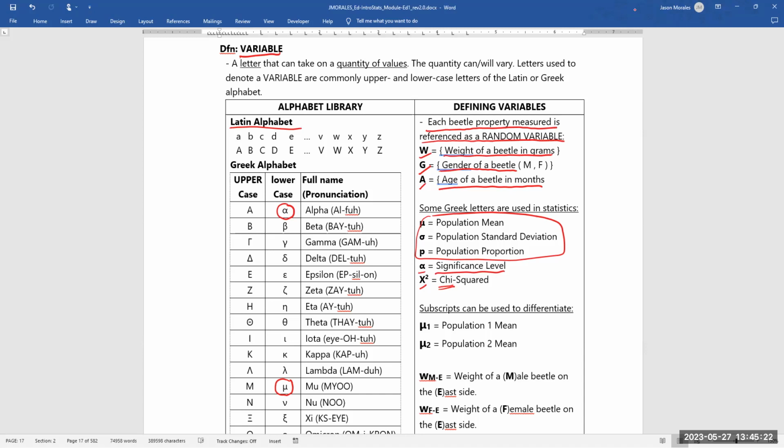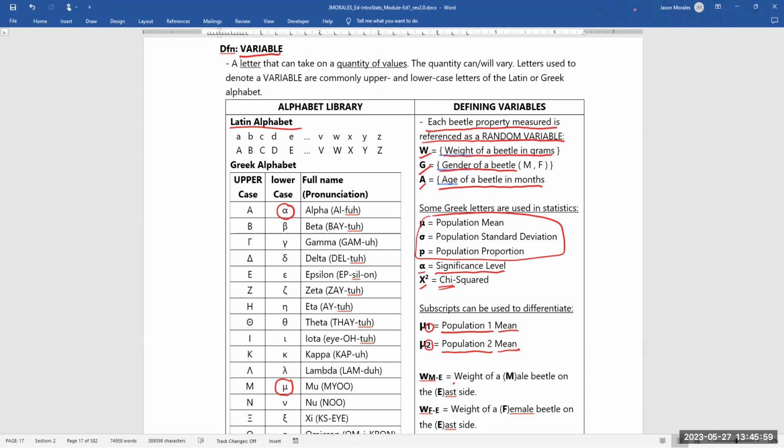We can also use subscripts in variables in order to differentiate them. So if we were trying to learn or compare two populations, so population 1 versus population 2, and we wanted to compare their means, we would differentiate the population mean of population 1 and population 2 with a subscript, a 1 or a 2, kind of down and to the right of the variable itself. And subscripts can become a little more descriptive. You generally want to try and keep them short.